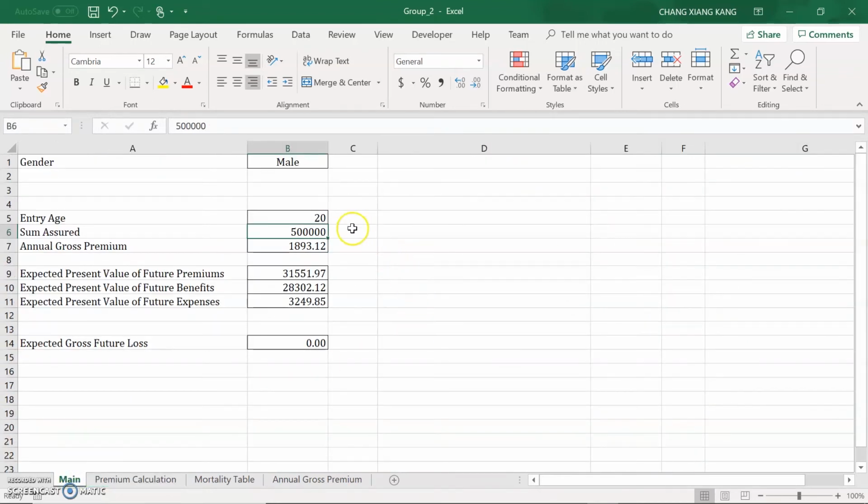So the annual gross premium we get based on the equivalence principle on these 3 values is 1893.12. So when we have the age to be 40, this is the annual gross premium we will get.